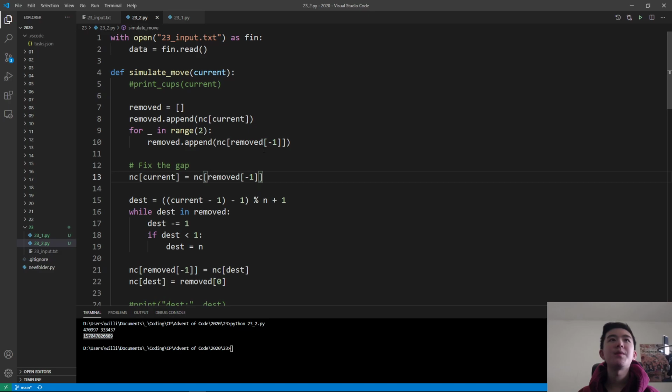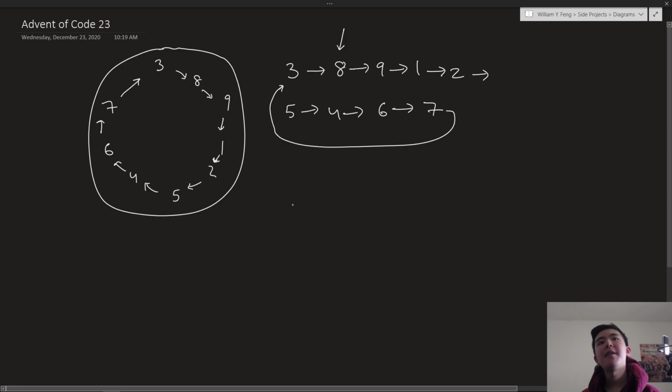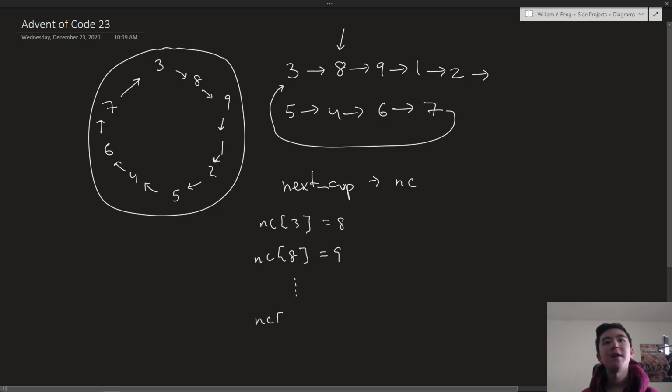Well, actually, first we're going to represent our linked list as a list in Python. So our linked list is going to be called next cup, because it represents the next cup given a certain cup, and we abbreviate this to NC just so I didn't have to type it out more. So we say NC of 3 is equal to 8, NC of 8 is equal to 9, and so on, and then NC of 6 is equal to 7, and then we loop around so that NC of 7 is equal to 3. So this is pretty interesting, right?